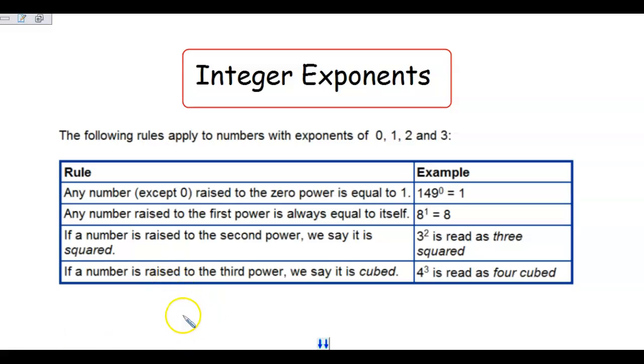Something else to remember is anytime that you have a number that is to a negative exponent, the way to write that as a positive exponent is to take a reciprocal of the base, and our base can be written over 1, so the reciprocal would be 1 over 8, and then the negative 2 becomes a positive 2.